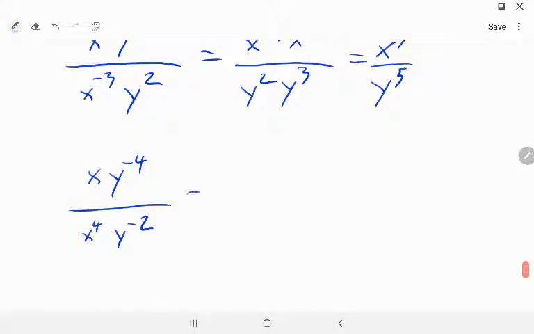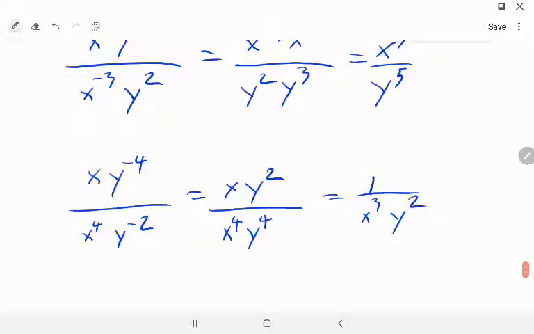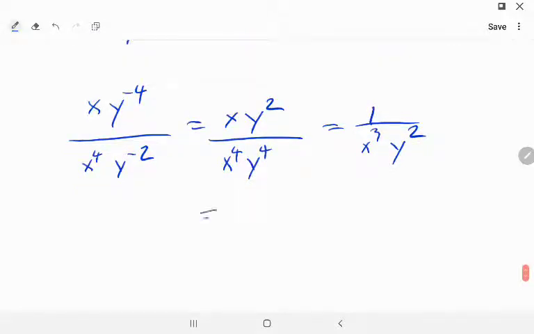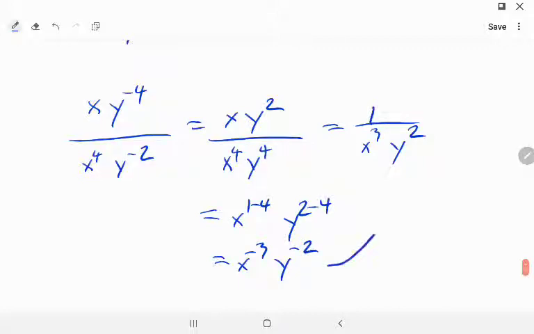We could write that as xy squared divided by x to the fourth y to the fourth, and then simplify that. We could think of that as being 1 divided by x cubed y squared. We also could think of it as being x to the 1 minus 4, y to the 2 minus 4, which would give us x to the negative 3 times y to the negative 2, which is still 1 divided by x cubed y squared. And so it's a question of which method feels more natural.